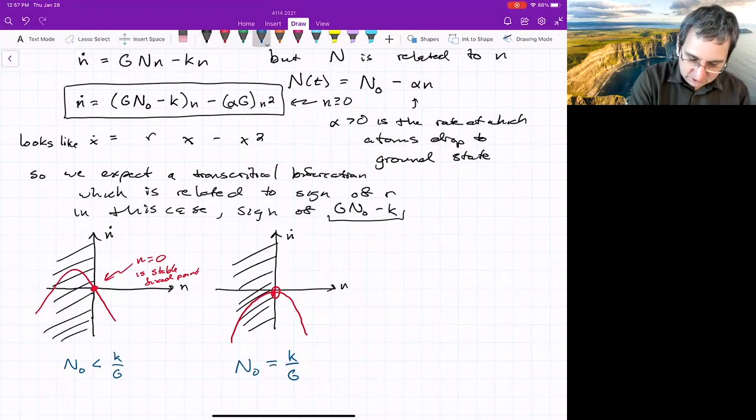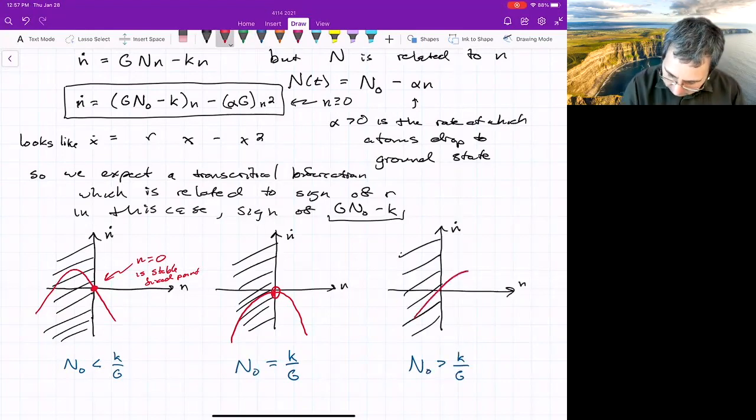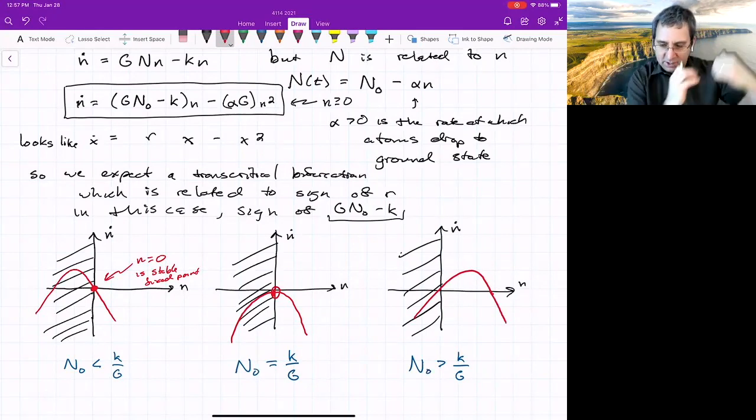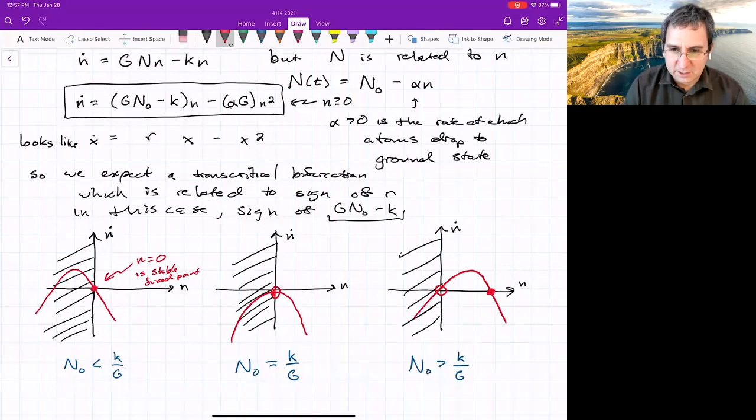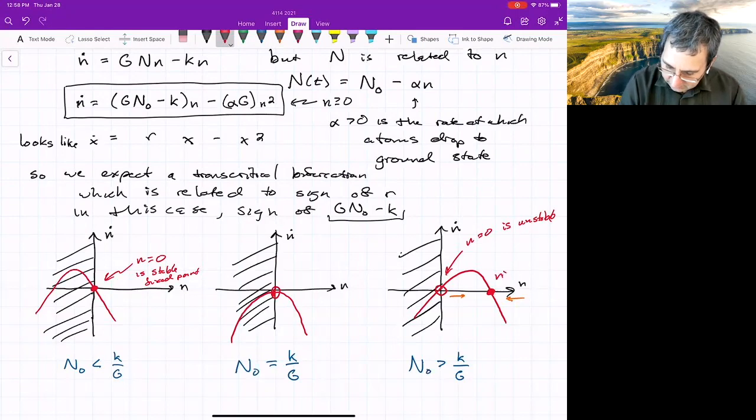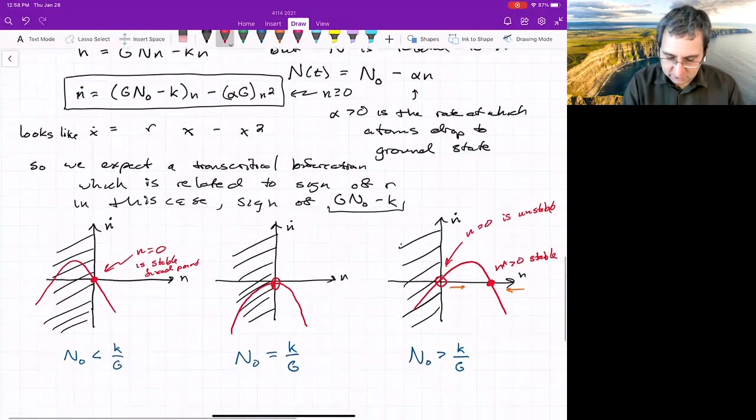Well, we hopefully have an idea. So here's n naught greater than k over g. What do we get? We get a parabola opening down. As you change this parameter, it's like you're pivoting this parabola about the origin. So now it's pivoted to this side so that n equals 0 is a fixed point, but it's unstable. And then we have an equilibrium point that is greater than 0. So things are kind of being driven there. We have now n equals 0 is unstable, and then here's this other one, n star greater than 0, stable. There's some fixed point. We could solve for what it is. Right now, I'm just trying to give you this qualitatively.